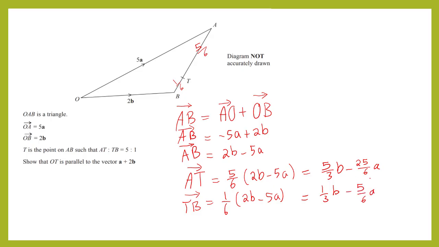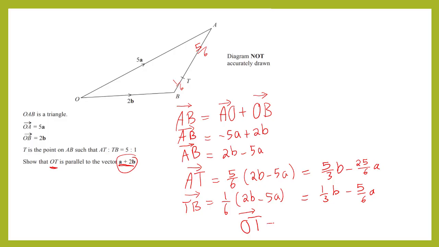So now what we need to do is prove that OT is parallel to the vector a plus 2b. We have a vector which does not exist in this question, whose result is a plus 2b, and we need to prove that OT is parallel to this vector. So you need to prove that OT is a multiple of this one. It has the same base, but a number is taken out as an HCF. Let's first of all find OT.